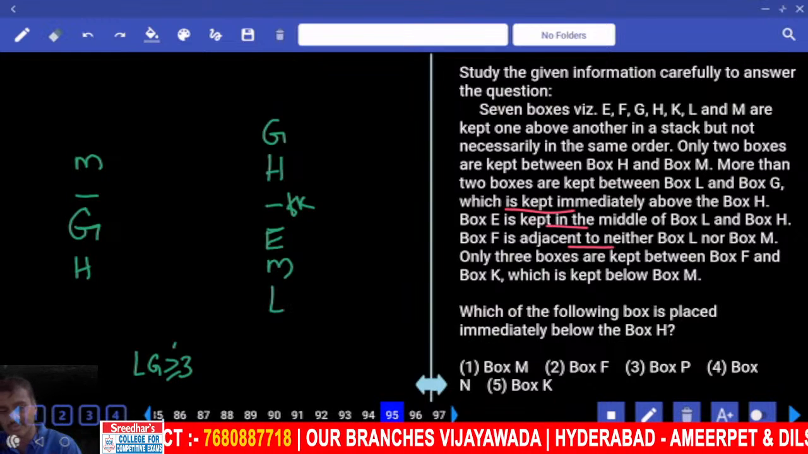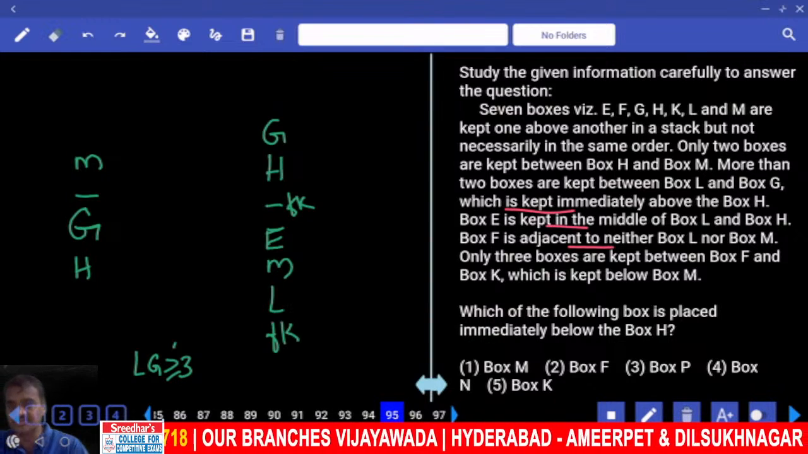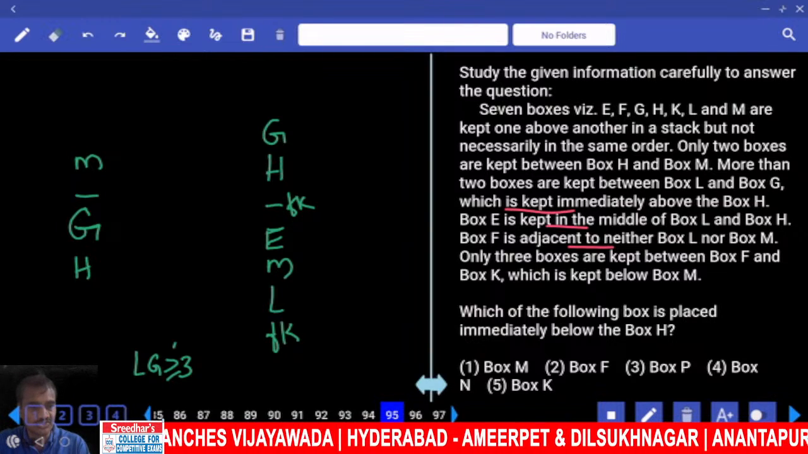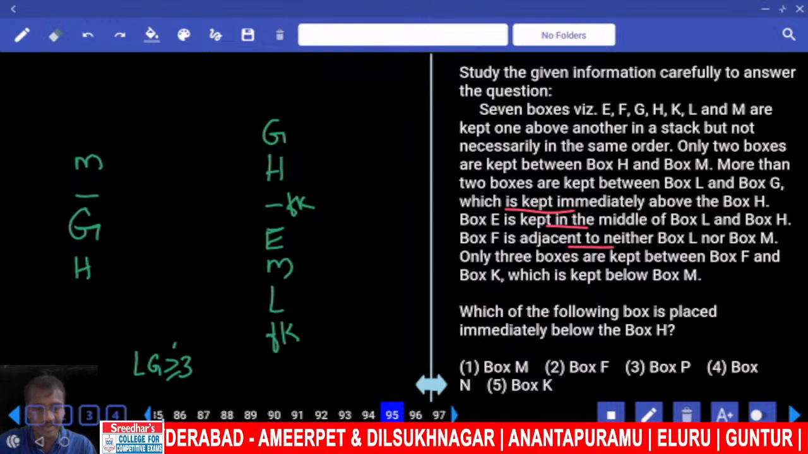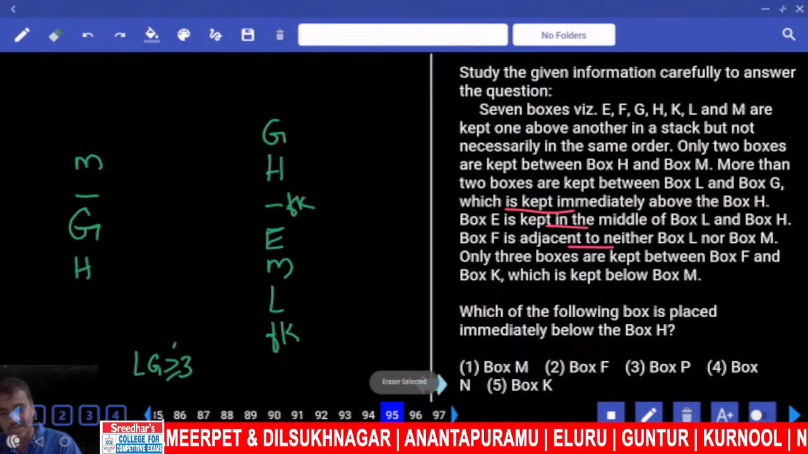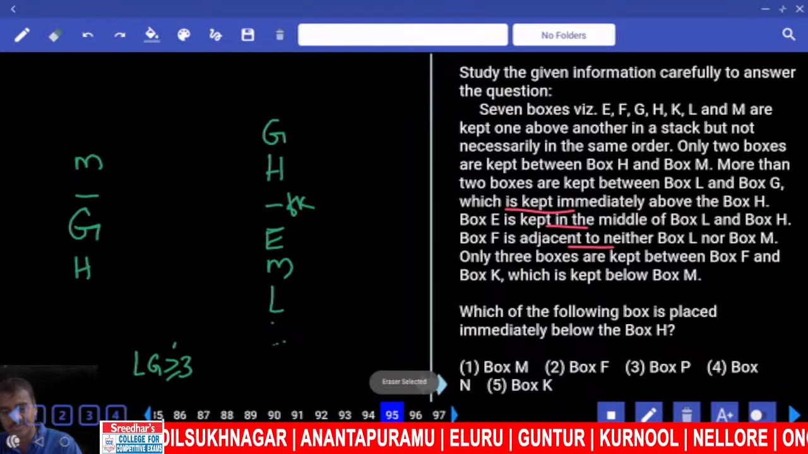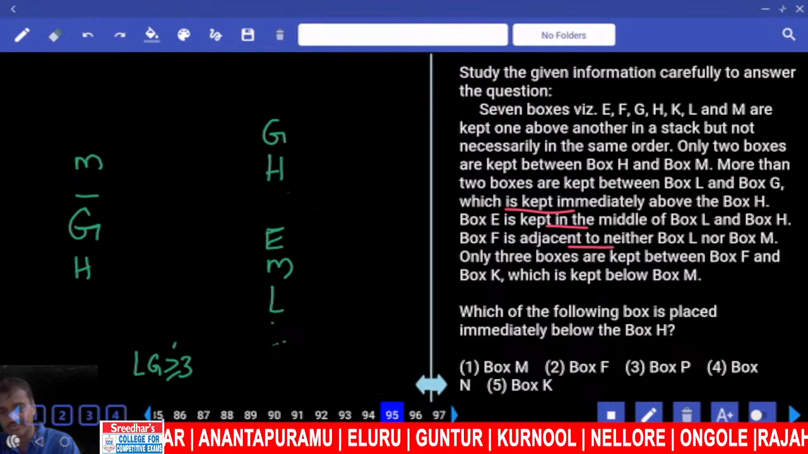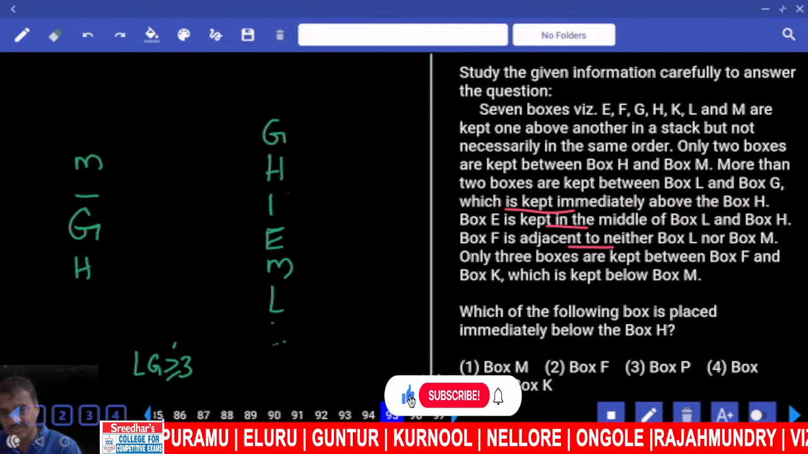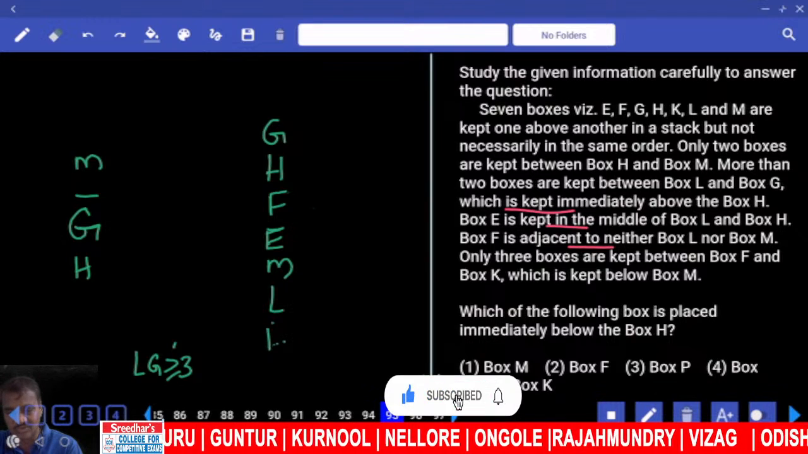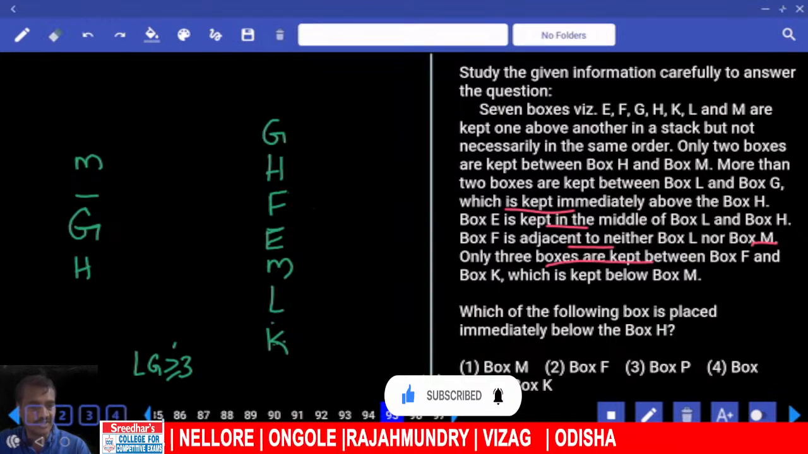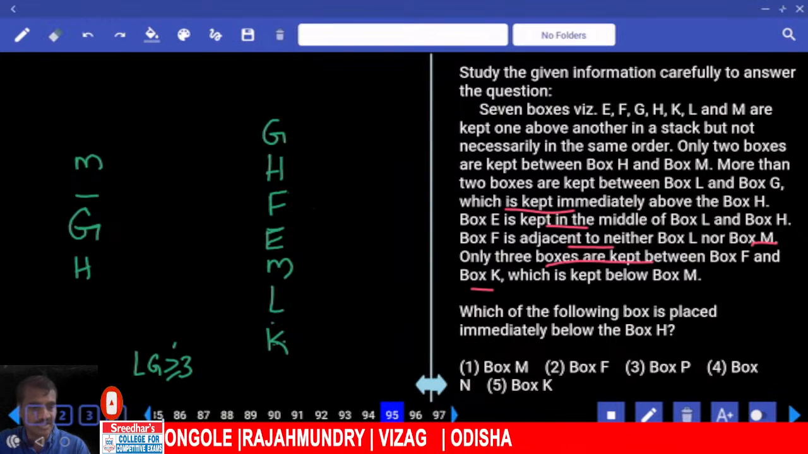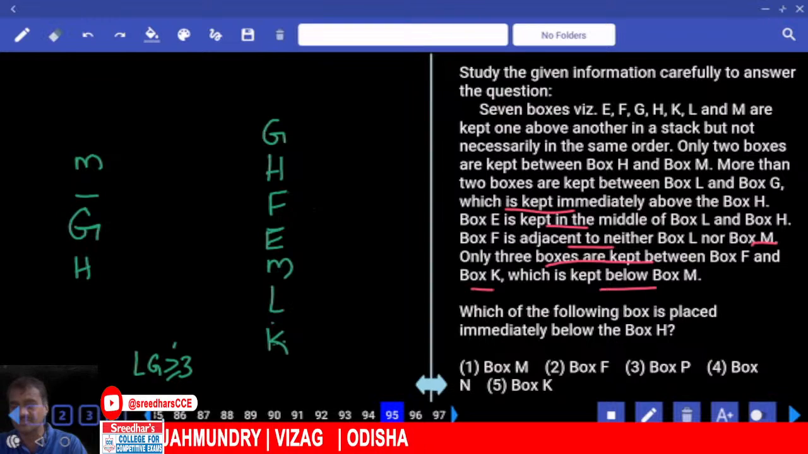Hence, the other one must be F or K. L is not adjacent to the information given. F is not adjacent to L and M. As F is not adjacent to L and M, F cannot be at the bottom. As F cannot be at the bottom, where should this F be? F is in between H and E, and K must be here. Then only 3 are in between F and K, K which is kept below M. Done? And this is the final arrangement.